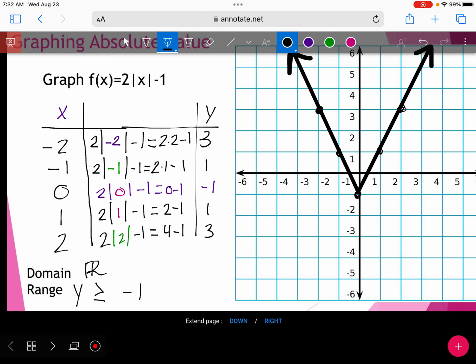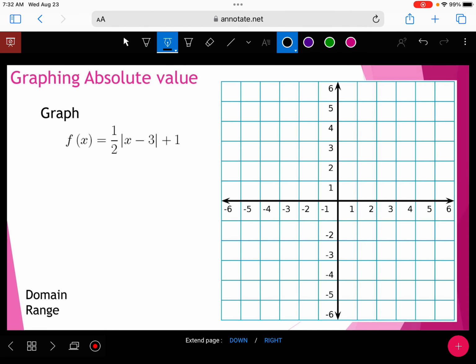And we're just doing one more like this. Okay? One more kind of funky absolute value, and it's a long one. 1/2 times the absolute value of x minus 3 plus 1.